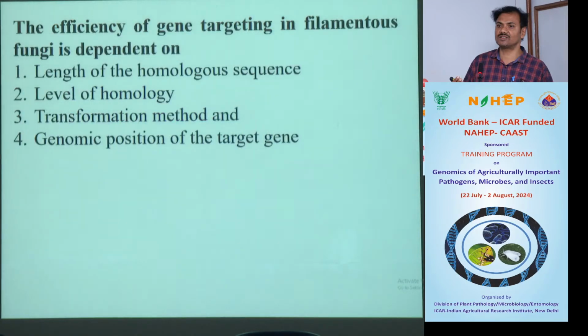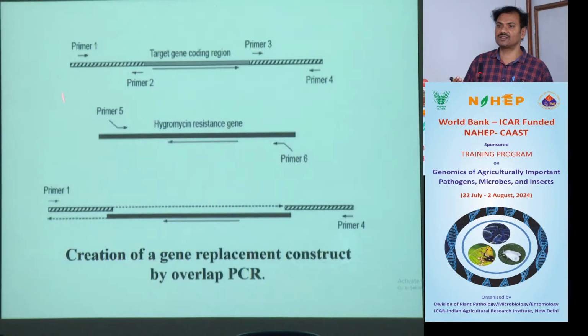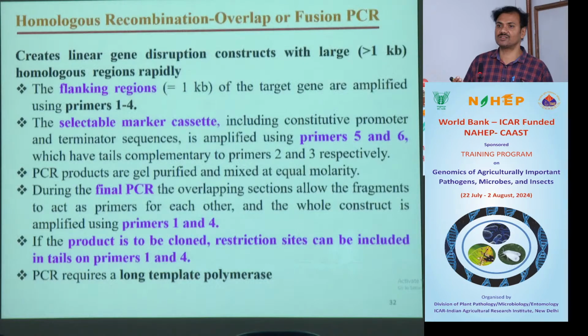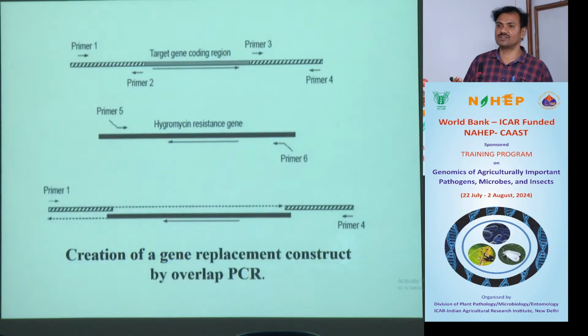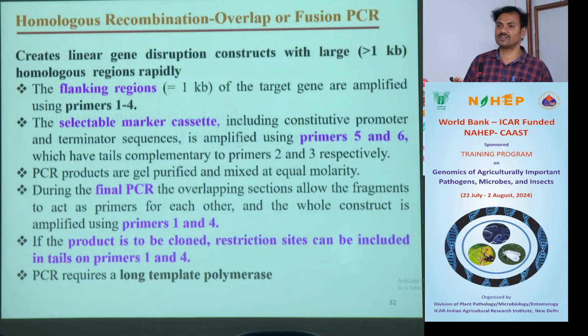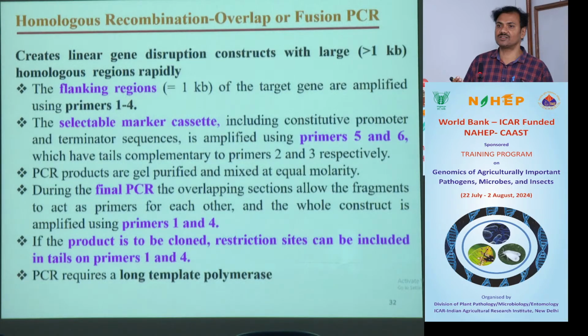So this is the thing, the length of the homologous sequence. The length of the homologous sequence means how much your flanking region is homologous with the target genome. Then the level of homology means how much similarity they have. And then the transformation method and the genomic position all play a major role. Okay. So this is what is called homologous recombination. But in case of plants, this is not very common.